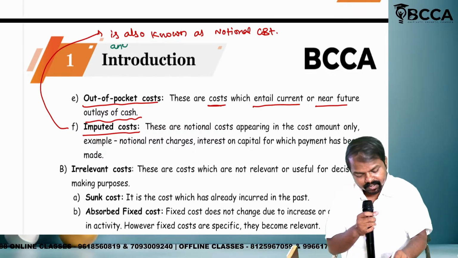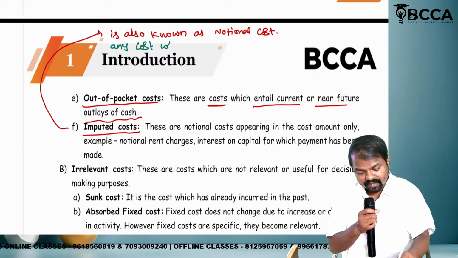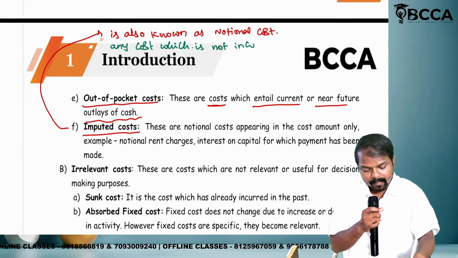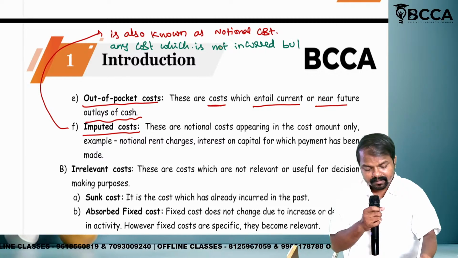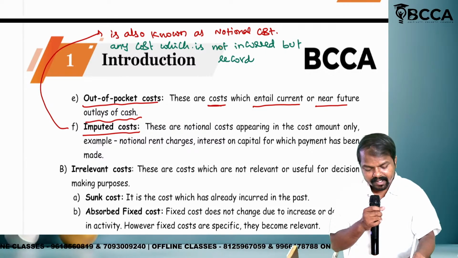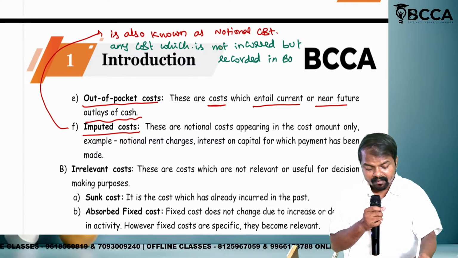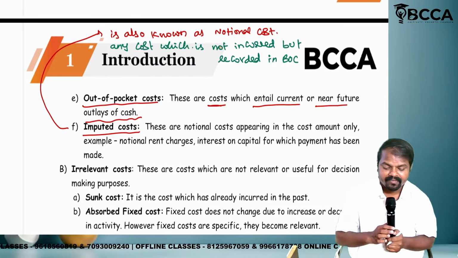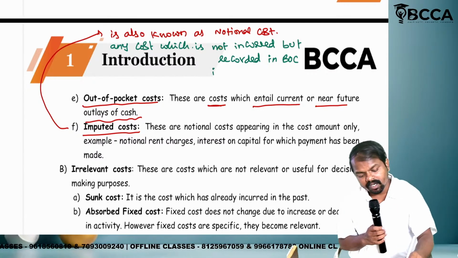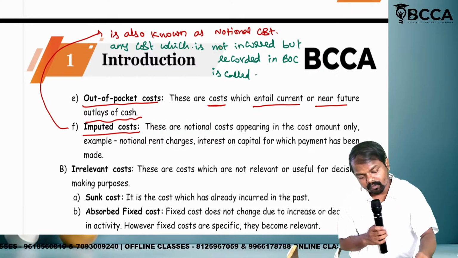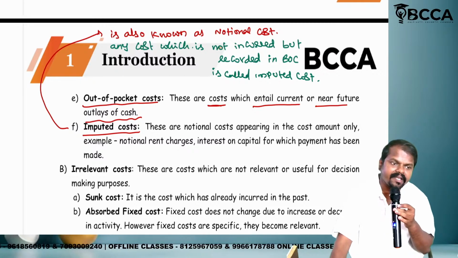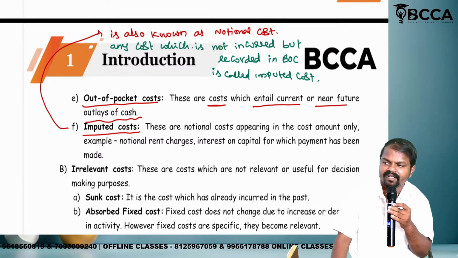Any cost which is not incurred but recorded in BOC, BOC means books of costing, is called what? Imputed cost. What cost? Imputed cost. Till now, is the discussion clear? Come on my dear friend, clear?